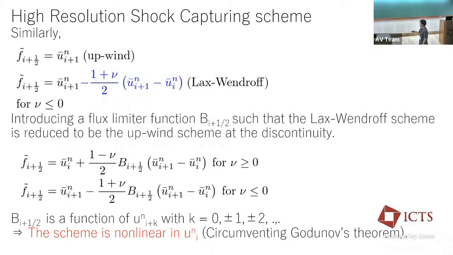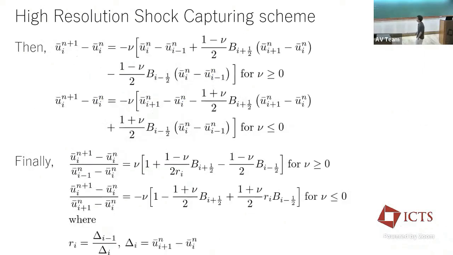function. And if B at i plus 1/2 is a function of u at i plus k, with k some integer, it means that this scheme is nonlinear in terms of the u_i. This is circumventing the Godunov theorem. The next point is how we should choose the functional form of B at i plus 1 over 2.